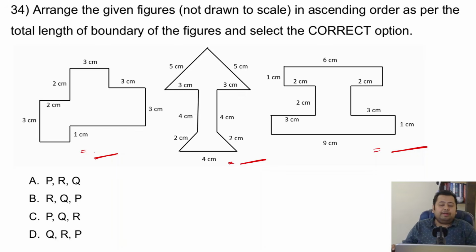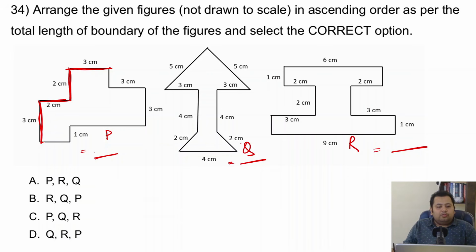I mean, at some points it might just get difficult. So let's start with this, right? So this is P, this is Q, and this is R. Here let's do a summation, right? So this is 3 centimeter, correct? This is 2 centimeter. So 3 plus 2 is 5. This is 2 centimeter, 5 plus 2 is 7. This is 3 centimeter, this is 7 plus 3 is 10.